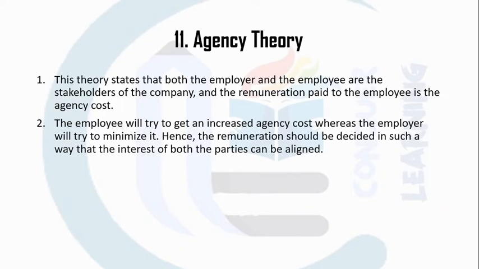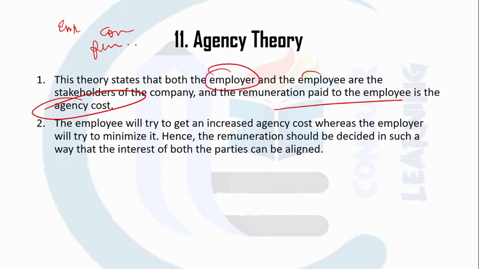Last one is your agency theory. Most of the time the question is asked from this. This theory says that employee and employer are the two stakeholders of the company, and remuneration is paid to the employee as an agency cost. So these both are what? They both are stakeholders, employer and employee, and remuneration is paid to the employee as their agency cost.